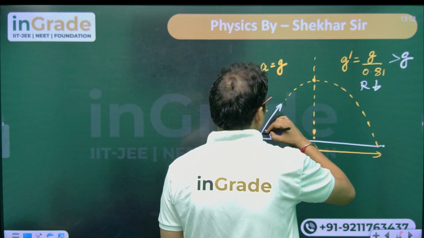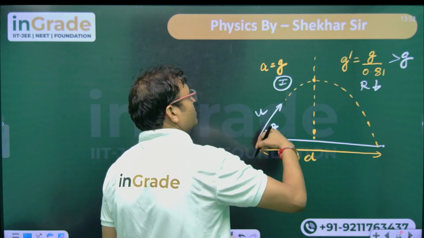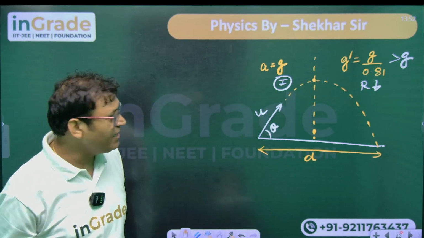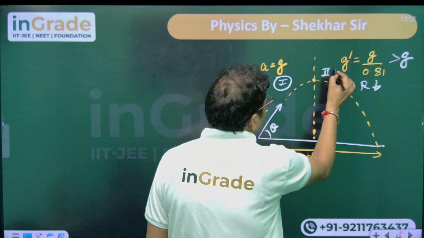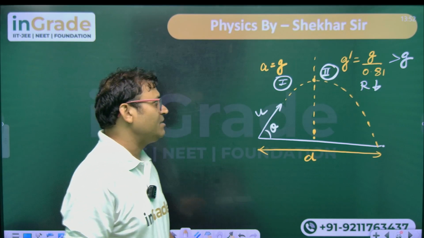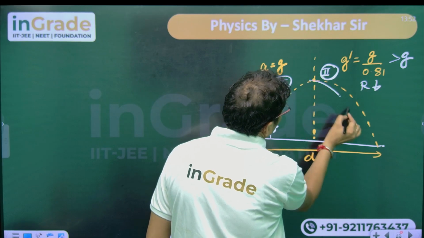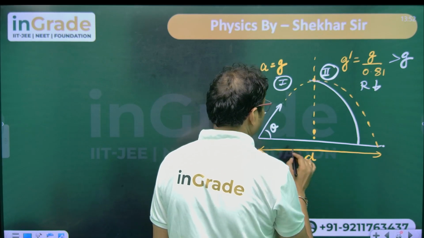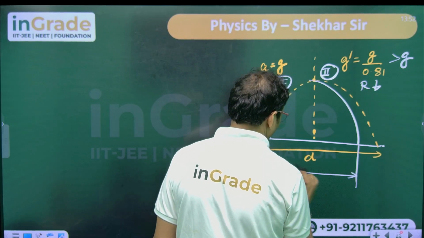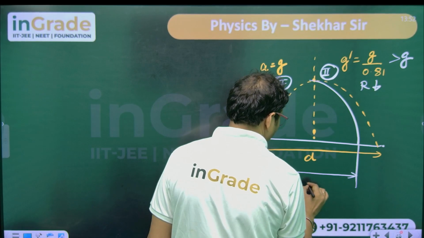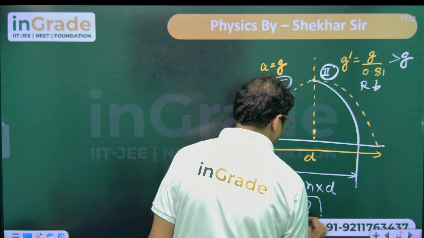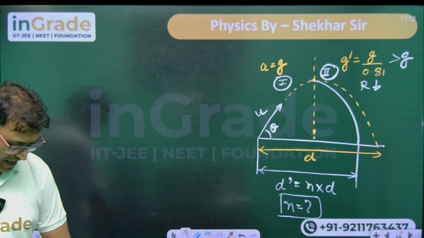Range will decrease. Up to the first part, the particle is moving under gravity g, but in the second region, the acceleration due to gravity has increased. g dash becomes g by 0.81. So the particle will move like this, and this is the new range. So d dash is equal to n into d. Find the value of n. This is the question.